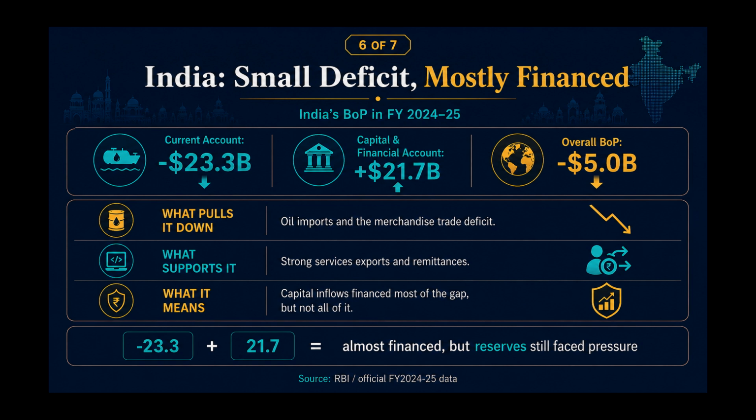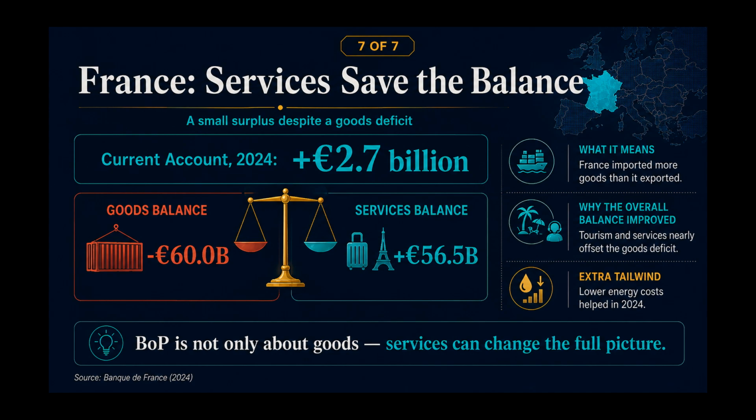On the financing side, India had capital and financial account inflows of about $21 billion. So most of the current account gap was financed, but not all of it. That is why the overall BOP was still negative by around $5 billion. India's story is simple. Imports pull the balance down, services and remittances support it, and capital inflows finance most of the gap. Here, India uses its foreign exchange reserves in order to balance the BOP equation. Hence, whenever oil imports are expensive, India balances it with its foreign exchange reserves, and its foreign exchange reserves go down.